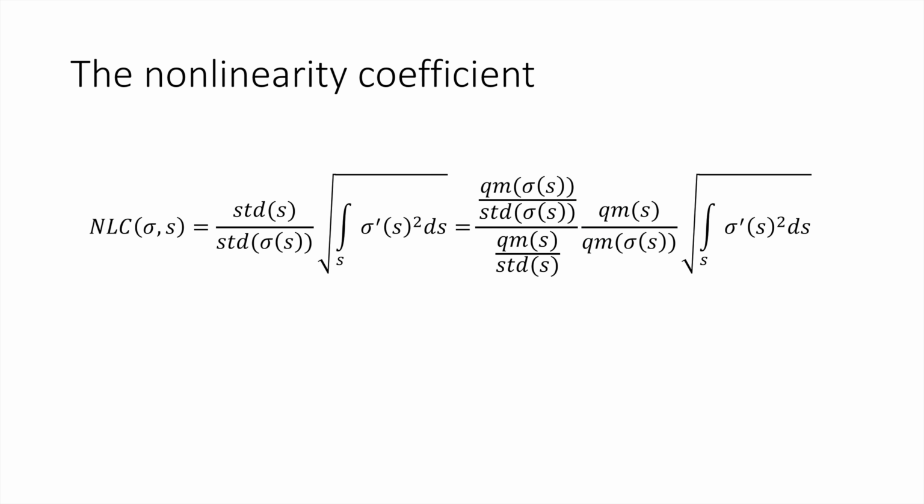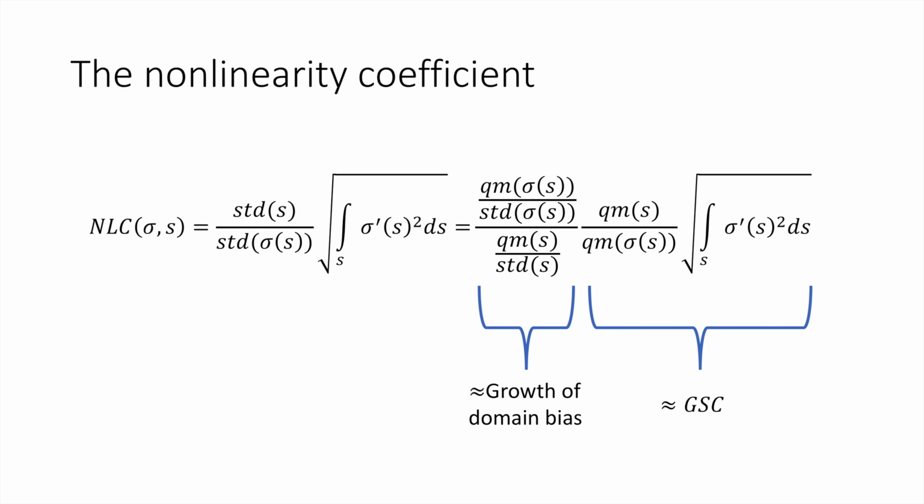Let's dig a little deeper. We can rewrite the NLC by simultaneously multiplying and dividing by the quadratic mean of the activations before and after the nonlinearity. We notice that the NLC is now a product of two terms. The first can be interpreted as the ratio of the domain bias after and before the nonlinearity, where the domain bias is measured by the ratio of quadratic mean and standard deviation. The second term is an expectation of the gradient normalized by the ratio of activation magnitudes. This can be interpreted as the gradient scale coefficient of the nonlinearity. This equation suggests that at a given level of nonlinearity, we should either see a commensurate growth of the GSC or a commensurate increase in domain bias.